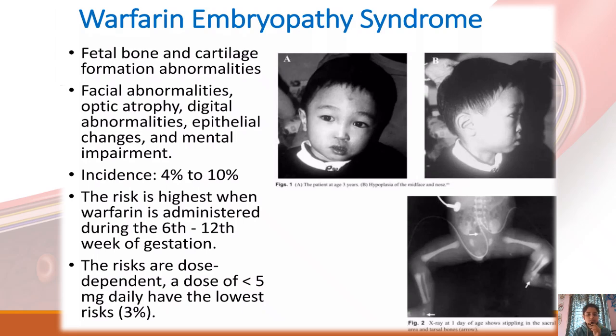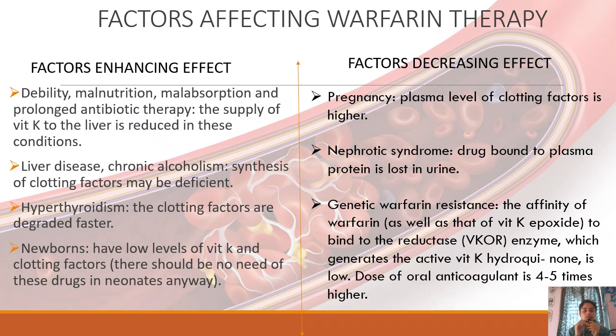Okay, even if it is needed for the mother, as I've told you, if the mother has high chances of thromboembolism or mechanical heart valve disease, then it can be given, but in low doses, or alternative medicines should be prescribed. Then these are some of the factors. I have divided them into factors which enhance the effect of warfarin and factors which decrease the effect of warfarin. Factors which enhance the effect include debility, malnutrition, malabsorption, and antibiotics, as the supply of vitamin K to the liver is reduced in these conditions. Okay.